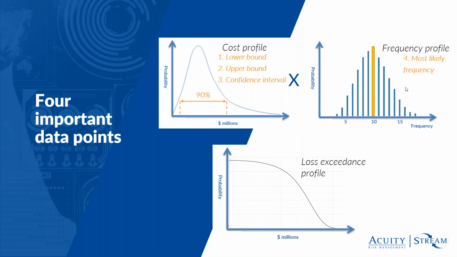The 4th data point then is on the frequency profile. If we understand the most likely frequency of a data breach, then that gives us enough to be able to understand the frequency distribution. And then if we apply Monte Carlo analysis, we can generate this loss exceedance profile. So compared to a qualitative approach to cyber risk assessment, where we're looking at 2 data points, a qualitative assessment of likelihood and impact, we're instead looking at 4 data points. And that's all we need to give us a reasonable assessment of our financial loss profile.